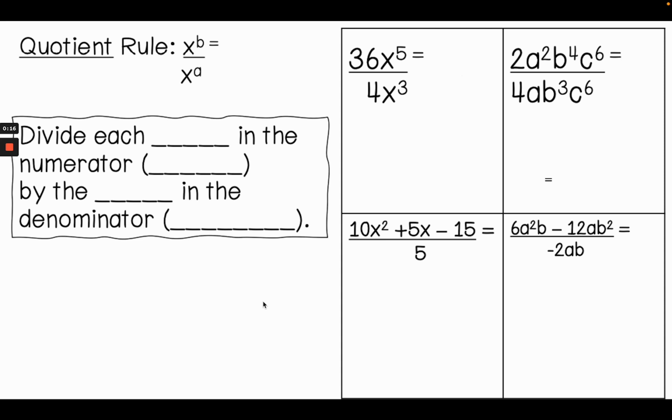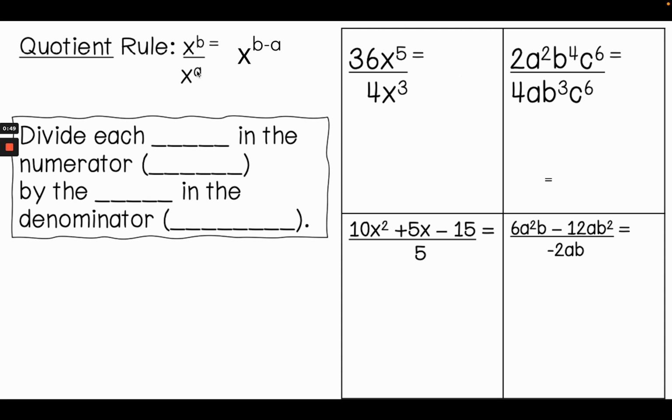Now the quotient rule states that when I have a variable with some exponent divided by the same variable with an exponent, I'm going to keep the same base but subtract the exponents. And so this is what it looks like: x to the power of b minus a. So we're going to take the exponent from the top and just subtract it from the exponent on the bottom.